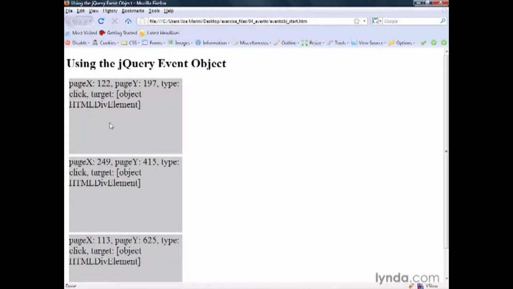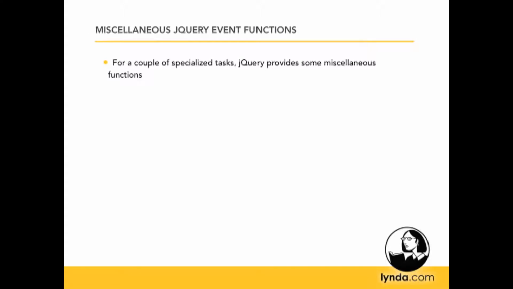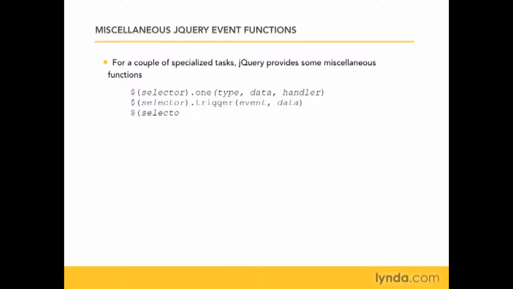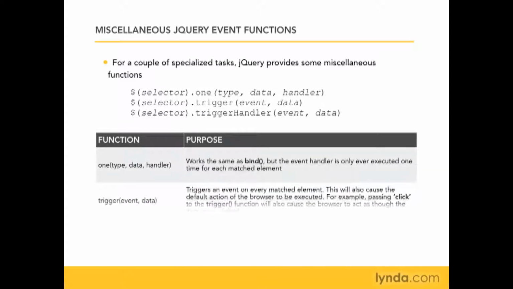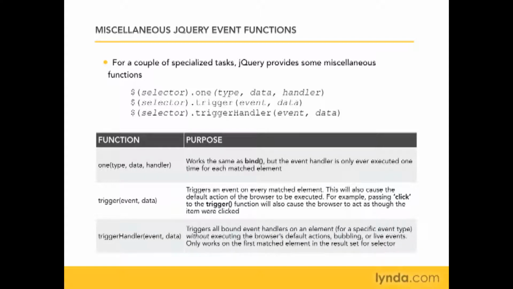So that's the event object. Let's move on to our next example. The last series of event functions we're going to cover for jQuery are some miscellaneous event functions, and these are basically provided by jQuery to handle a couple of specialized tasks. And those functions are the one function and triggerHandler. The one function pretty much works the same as bind. However, the event handler is only ever going to be executed once for each one of the matched elements that the event is bound to.